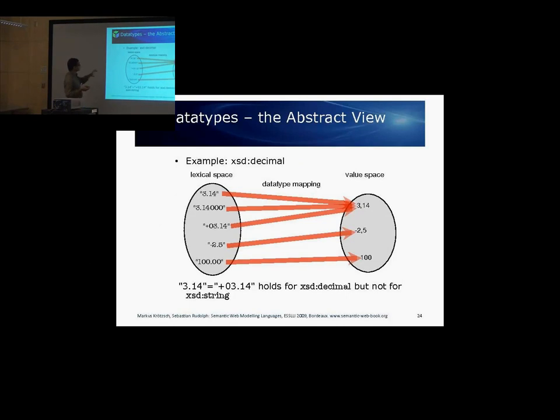So if we look at a mapping which takes them from the lexical space to the value space, then over here 3.14 represents the 3.14 in the value space. And similarly, this one goes to 2.5 and so on.